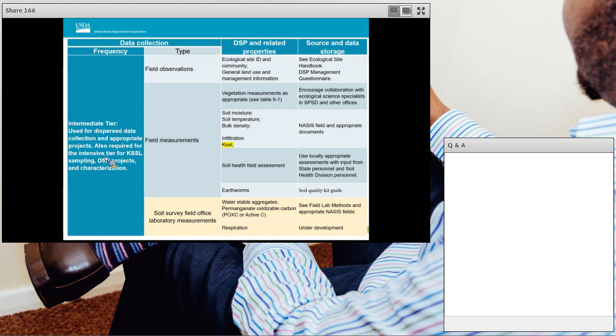And so these could be a part of those DSP intermediate projects, and they should also be done where possible with KSSL sampling. That helps us get an idea of what the really detailed lab data means in terms of these less intensive, a little more broad-scale field conditions. And these will include things like vegetation measurements, ecological site ID, any soil health field assessments that your state and local entities are doing, and things that might be of interest locally like earthworms, infiltration, KSAT, things like that we want to know more about, but they don't require a lot of sample collection.